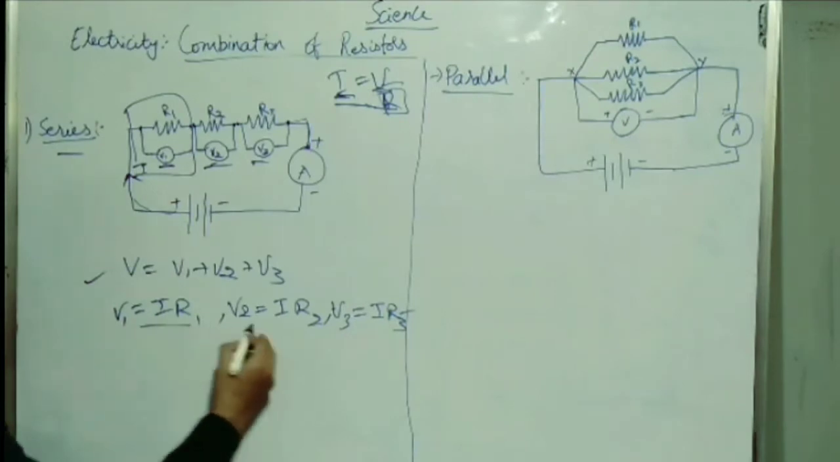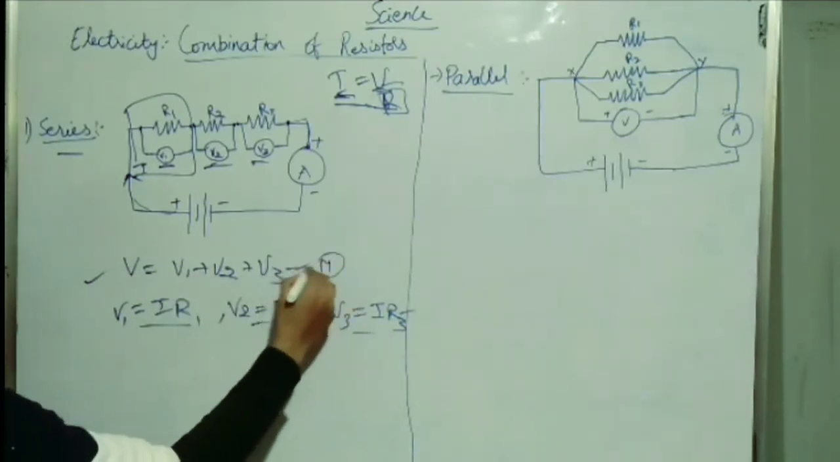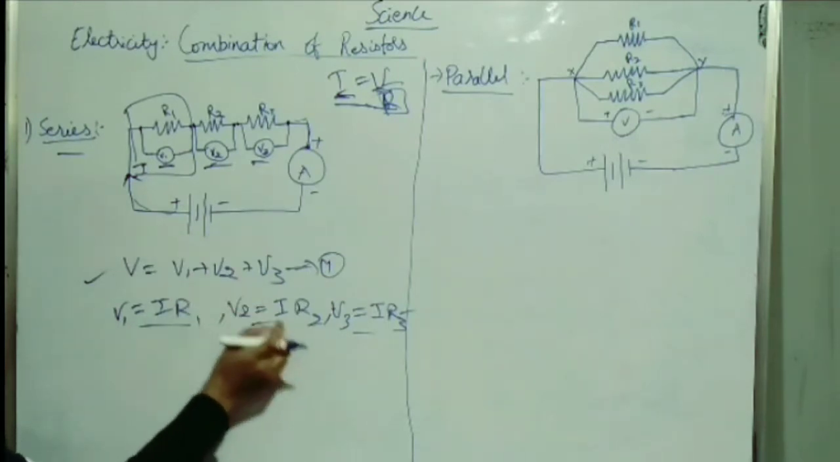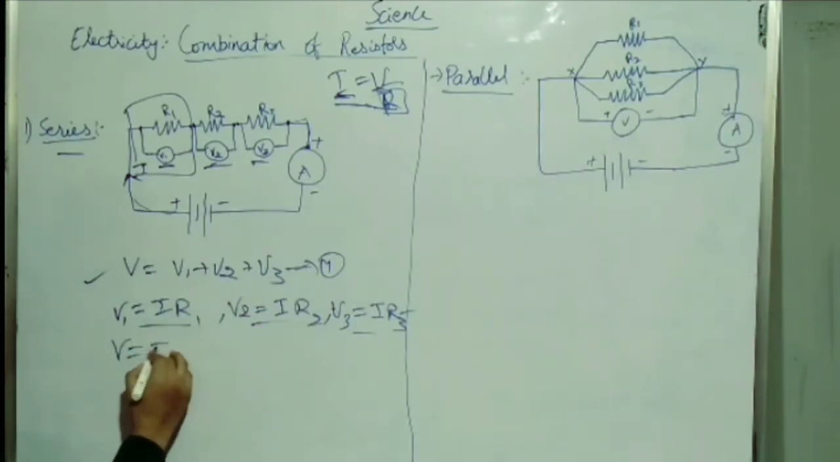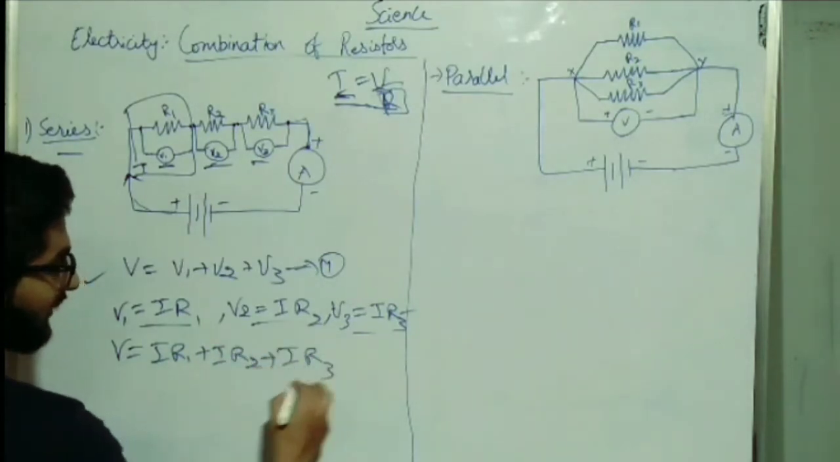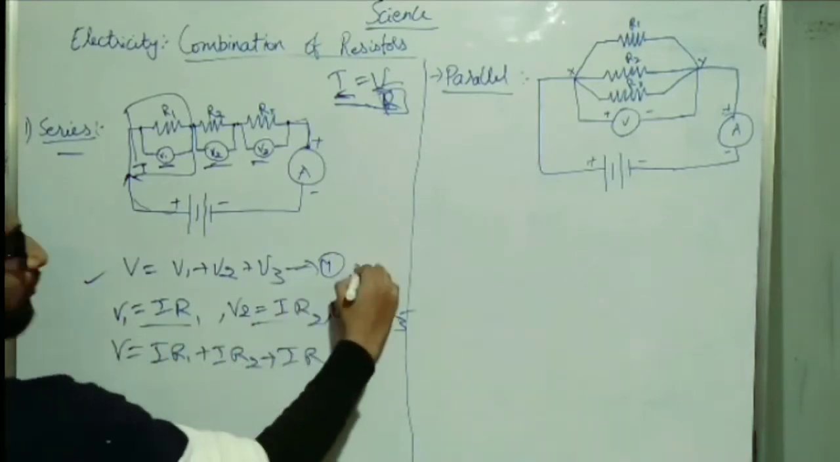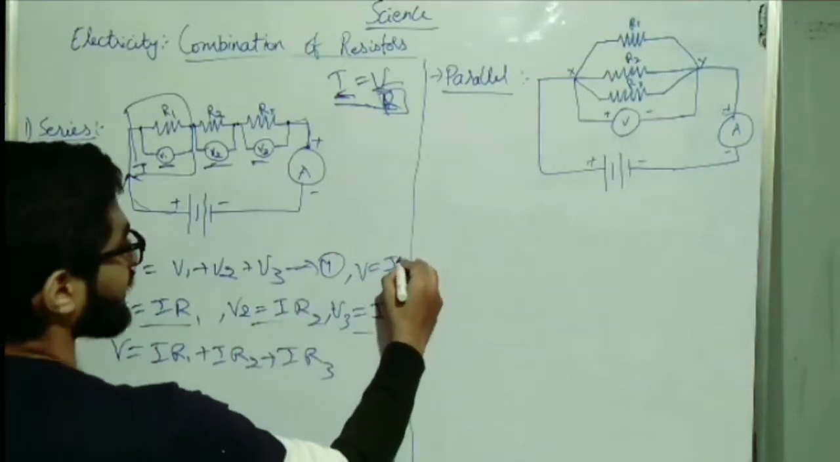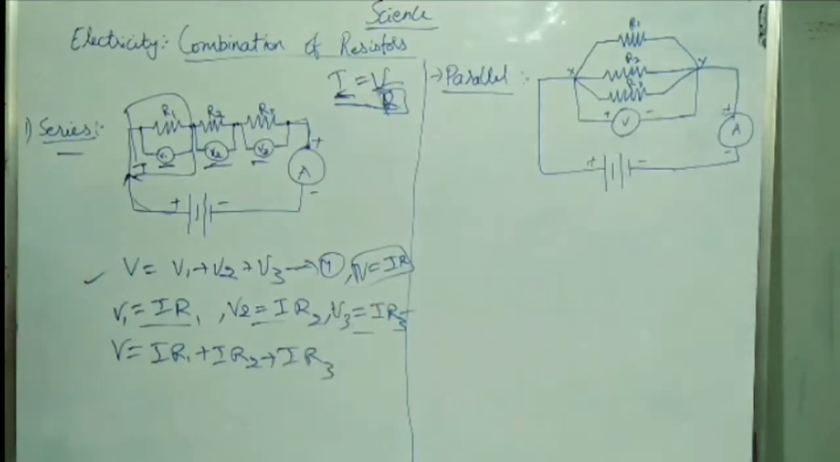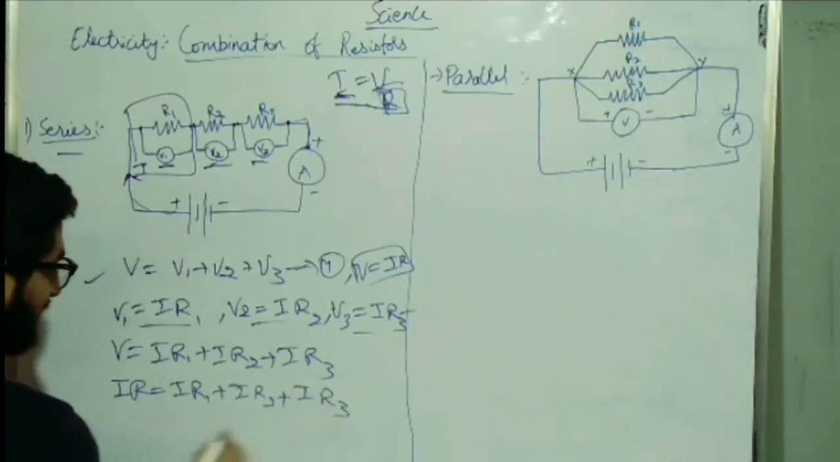If I add V1, V2, V3 in this equation, take it as equation 1. So if I substitute this in equation 1, I will get IR1 plus IR2 plus IR3. What is your V? By Ohm's law, V is I into R. So I into R is equal to IR1 plus IR2 plus IR3.